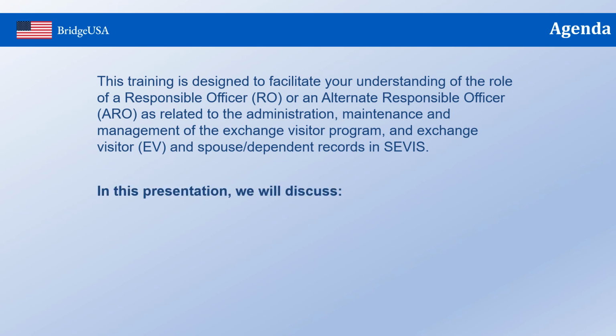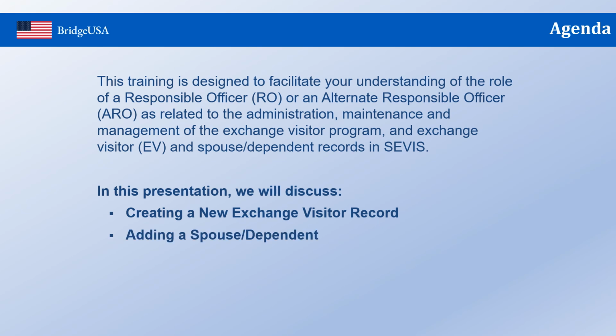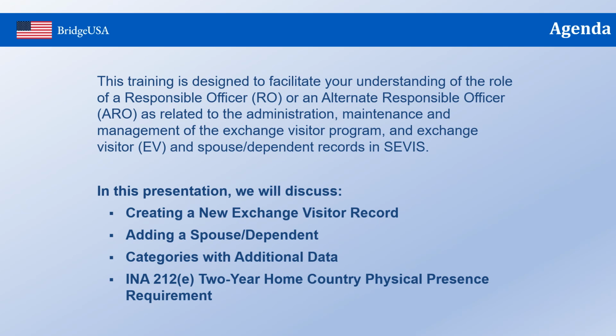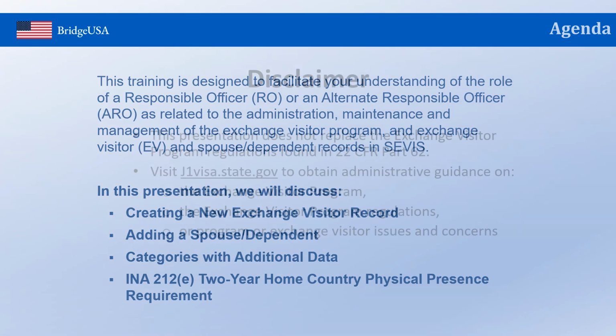In this presentation, we will discuss creating a new exchange visitor record, adding a spouse or dependent, categories that have additional required information, and the 212E 2-year home country physical presence requirement.